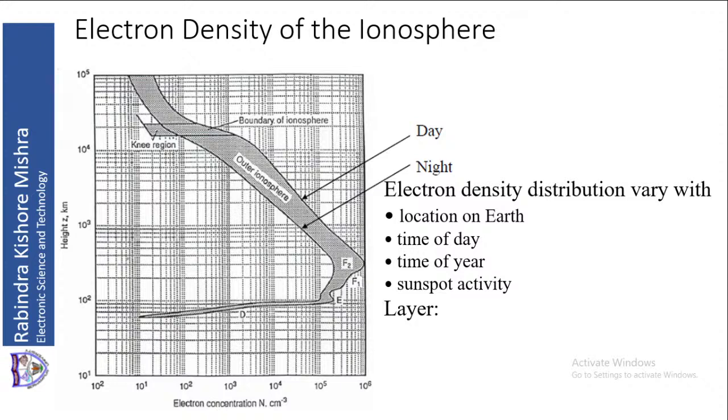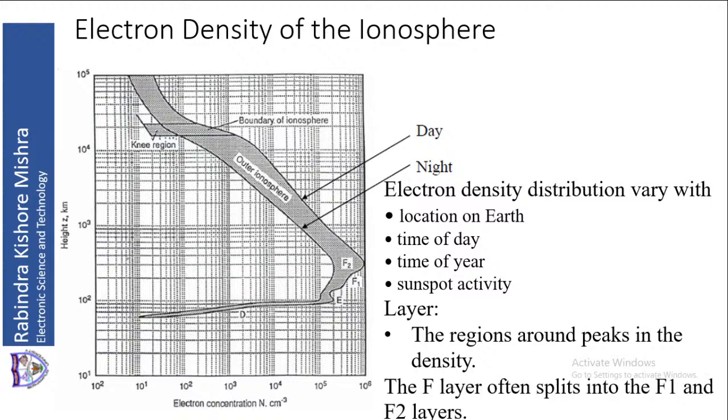Then what is a layer? We have just discussed it. A layer is the region around the peaks in the density. The regions around peaks in the density are called layers. And as I told you, in the night we get a single F layer. In the daytime it splits into F1 and F2 layers.